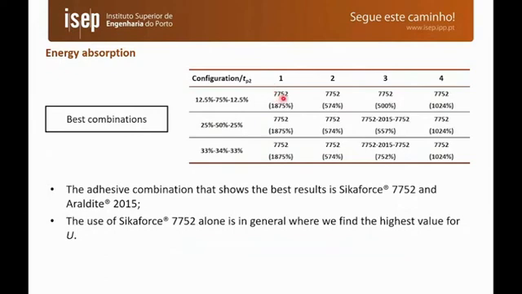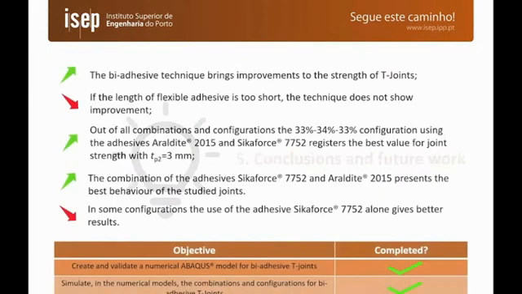We can see that for most conditions, the best results were found for the single use of the 7752. Only for these 2 conditions, we had an improvement in strength. And here I summarize the conclusions that sum up what I said in the presentation.